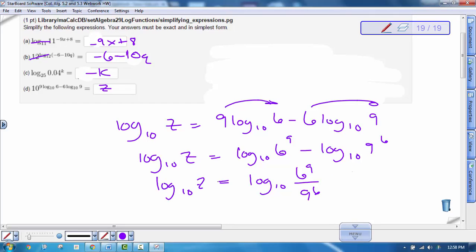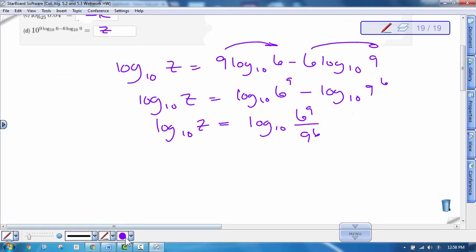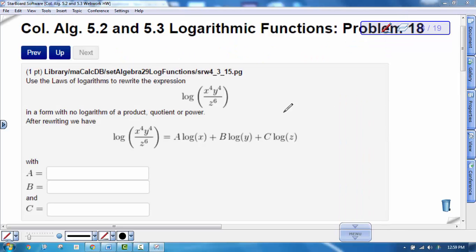And now I'm done. I can compare that z has to be equal to this number right here, 6 to the 9th over 9 to the 6th, which I can just do in my calculator and get a number, 18.963 approximately. And the last problem, 18, wants us to expand this to get it to look like this and give what a, b, and c are.